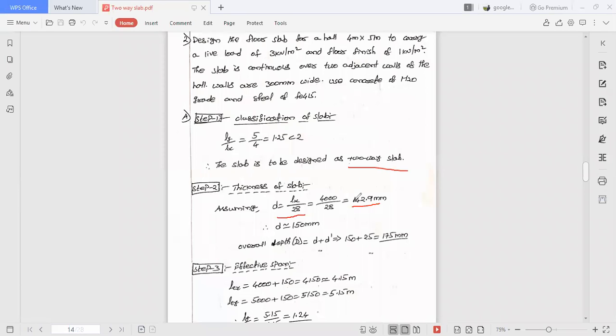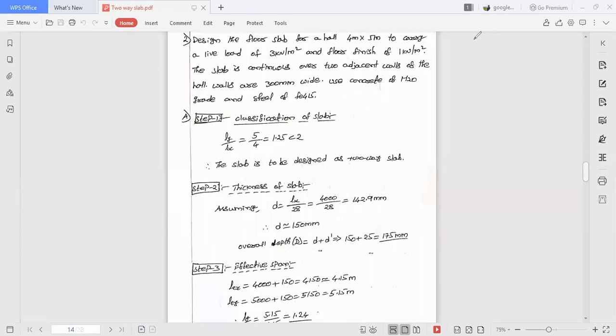So here, based on this ratio, we got 142 mm. So rounding up, we have taken 150 mm. Okay, and if effective depth is 150, how to find overall depth? Add effective cover. I have taken 25 mm as effective cover. So finally, overall depth is something around 175 mm. Remember, effective depth is 150 and overall depth is 175 mm.